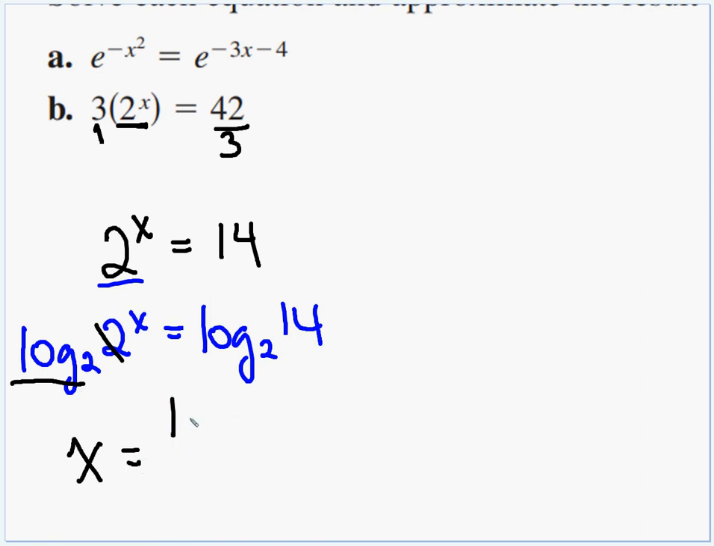We could use our formula and rewrite that as the log of 14 over the log of 2. And then we could just take that to the calculator. You squeeze it in down here. X would be approximately 3.807.